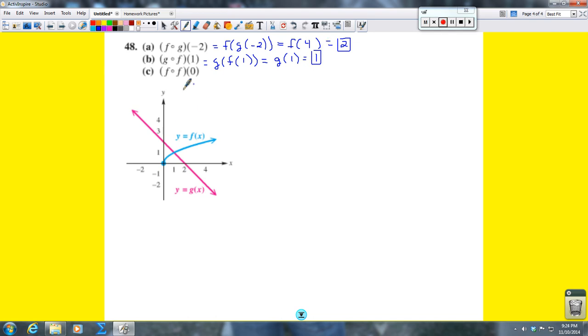And we have our last one, C. C says we're doing f of f of 0. Alright, so on the inside is f of 0. F is the blue one, and at 0 it stayed at 0. So you're asked to find f of 0 again. And f of 0 again means it stays at 0, and the answer is 0. And that completes number 48, and that completes this section of homework problems.